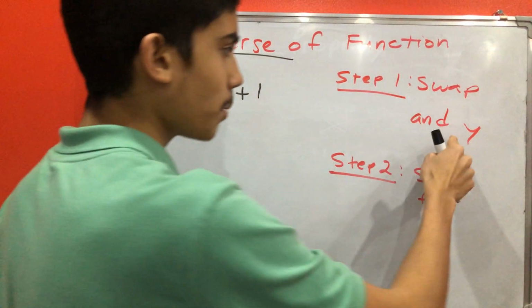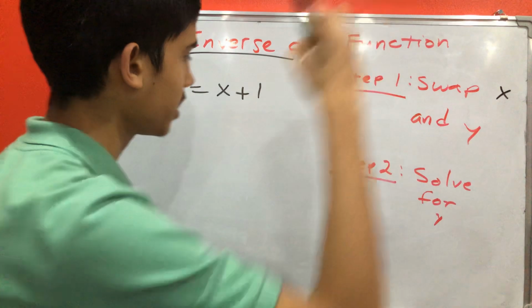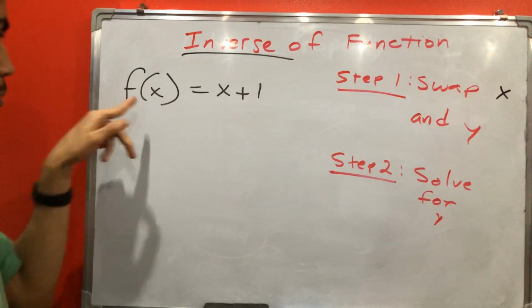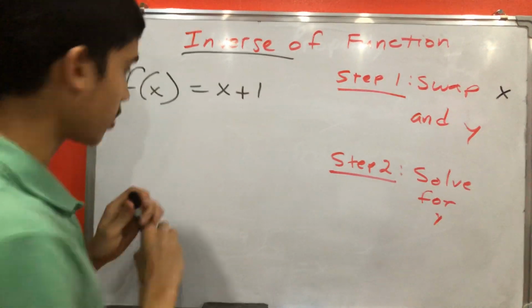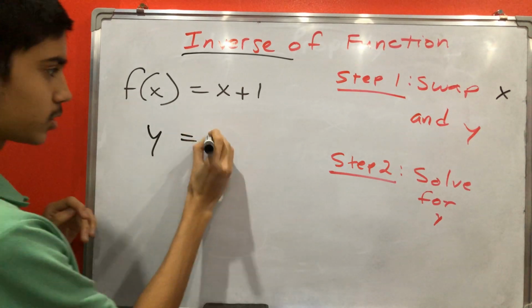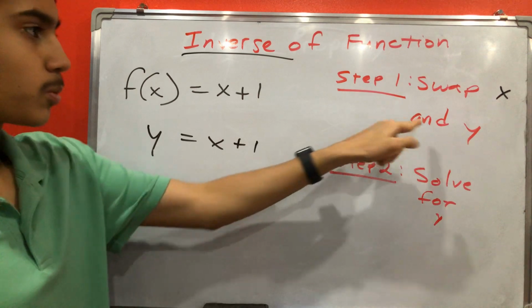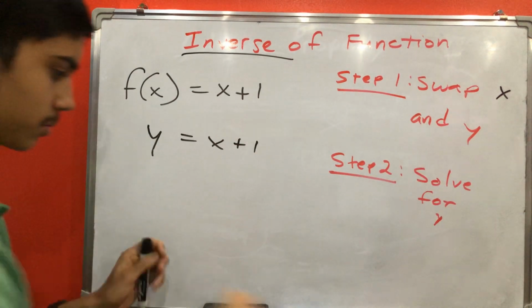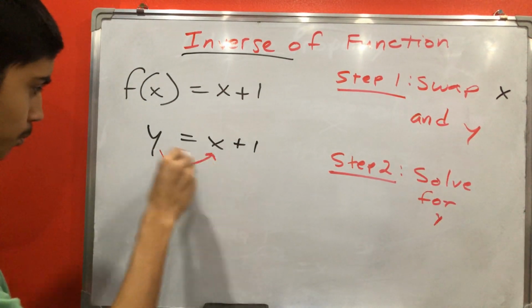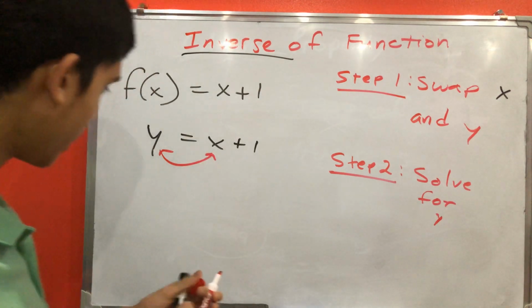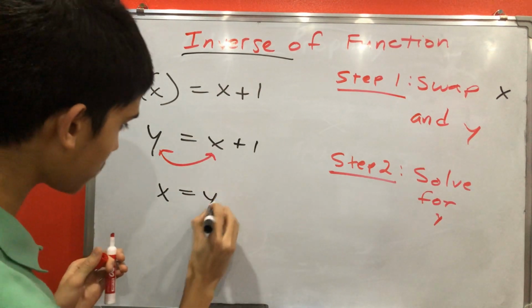First, swap x and y. We're going to treat our f of x as y, so y equals x plus 1. Then we swap x and y, just like this. We just swap it, and then we get x equals y plus 1.